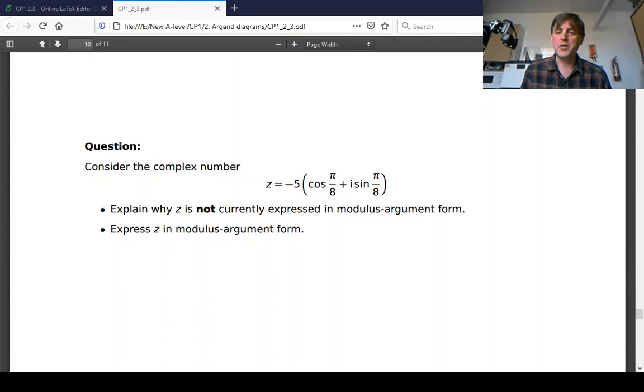One final question though before we can finish this video. I've put a number on the screen here. It's not in modulus argument form, although it looks very, very close to modulus argument form. I'd like you to just pause the video and try and work out why the number there is not in modulus argument form, and then put it in modulus argument form before you restart.